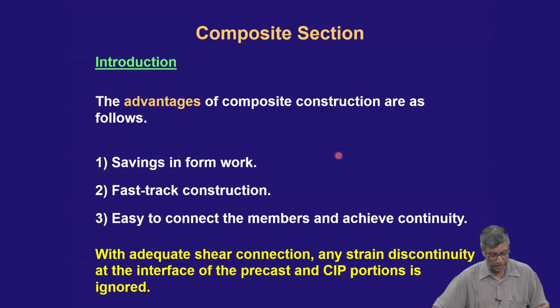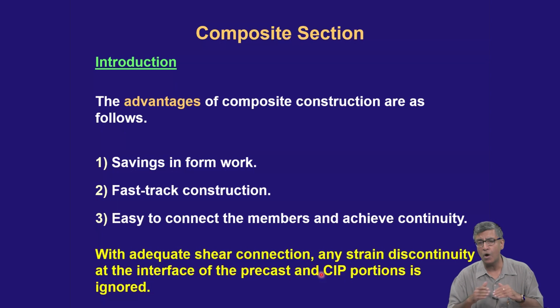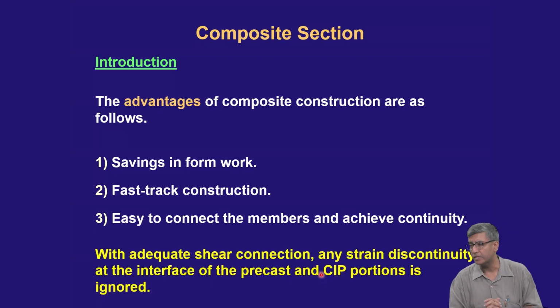Okay. With adequate shear connection, this one I have highlighted in yellow, any strain discontinuity at the interface of the precast and cast in place portions is ignored. Now, this is when, if you do not provide the shear connectors, then you cannot say that they are composite. Then the slab will be just resting on it. It's a dead weight. But composite means that in a slab, the cast in place and the precast are acting together to carry the load under service condition.